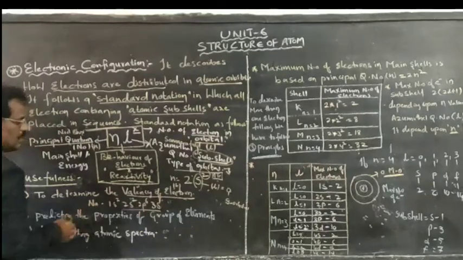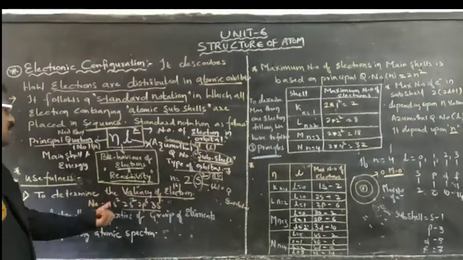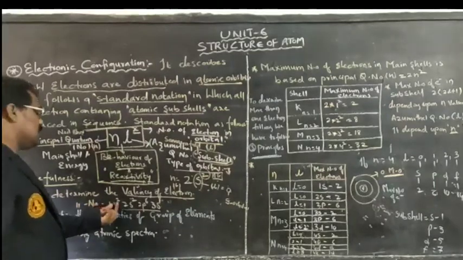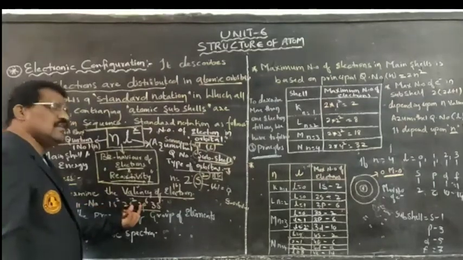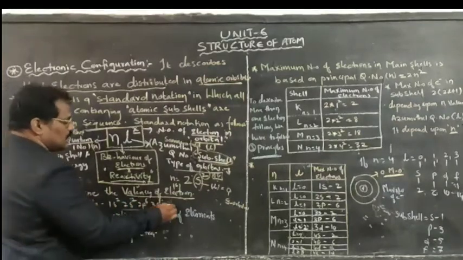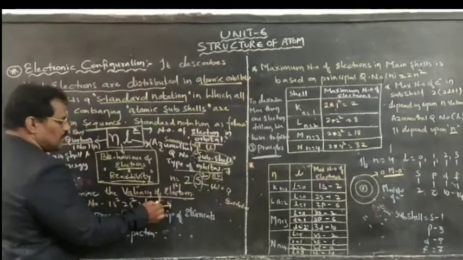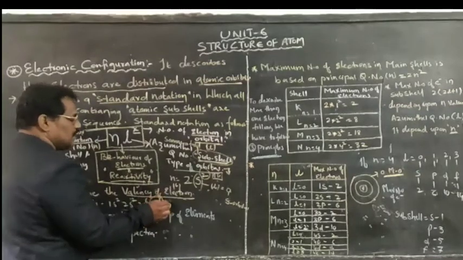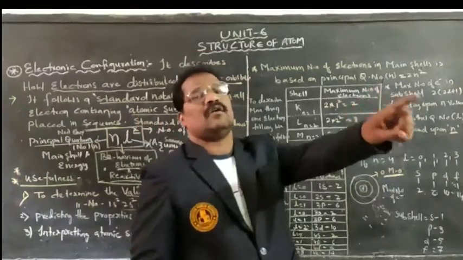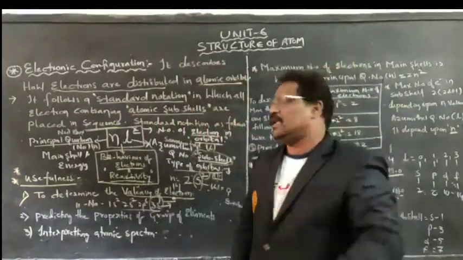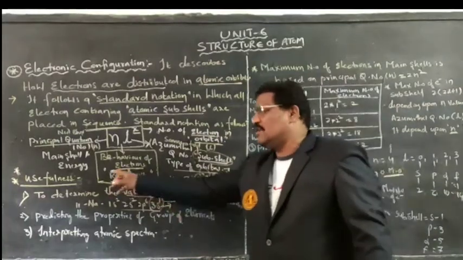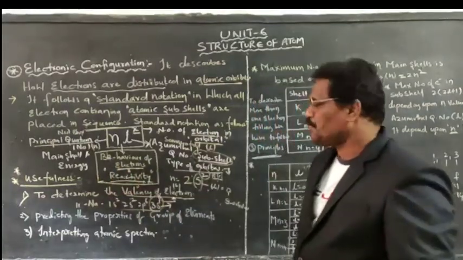For example, if I am taking sodium, the atomic number is 11. The first shell has 2 electrons, the second shell has 8 electrons, and 2 plus 8 is 10. The third shell has only 1 electron. Therefore, this 1 electron represents the valency electron. It has 1 electron extra after attaining the octet configuration.